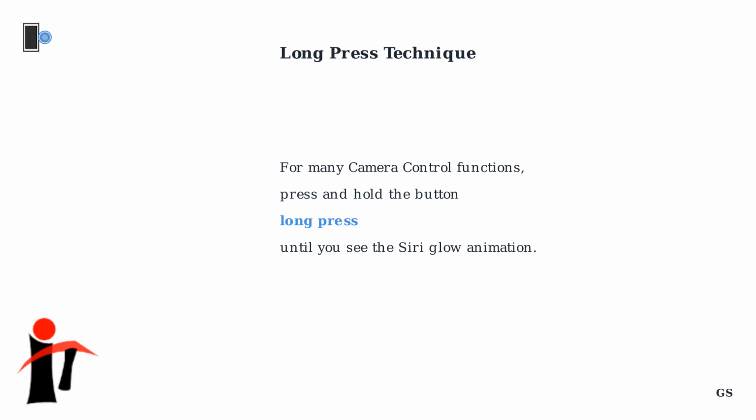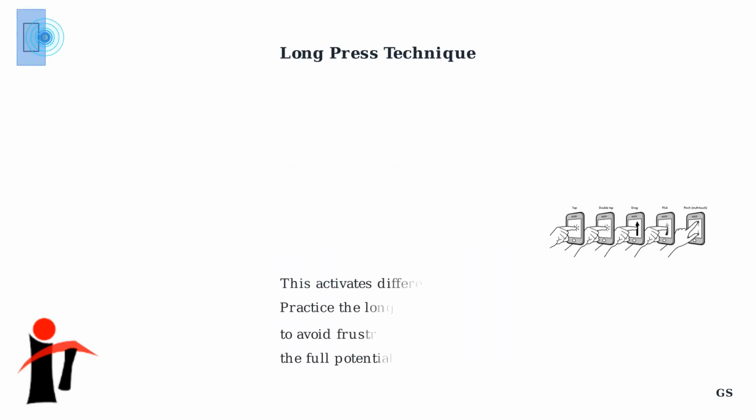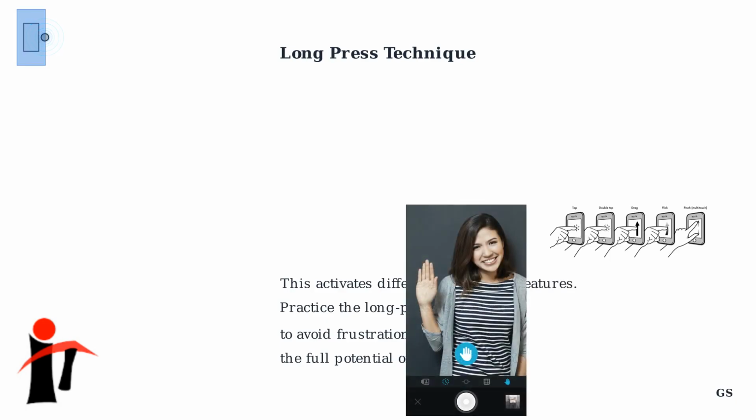A common issue with camera control is using a quick tap instead of a long press. For many functions, you need to press and hold the button until you see the Siri glow animation. This activates different modes and features. Practice the long press technique to avoid frustration and unlock the full potential of camera control.